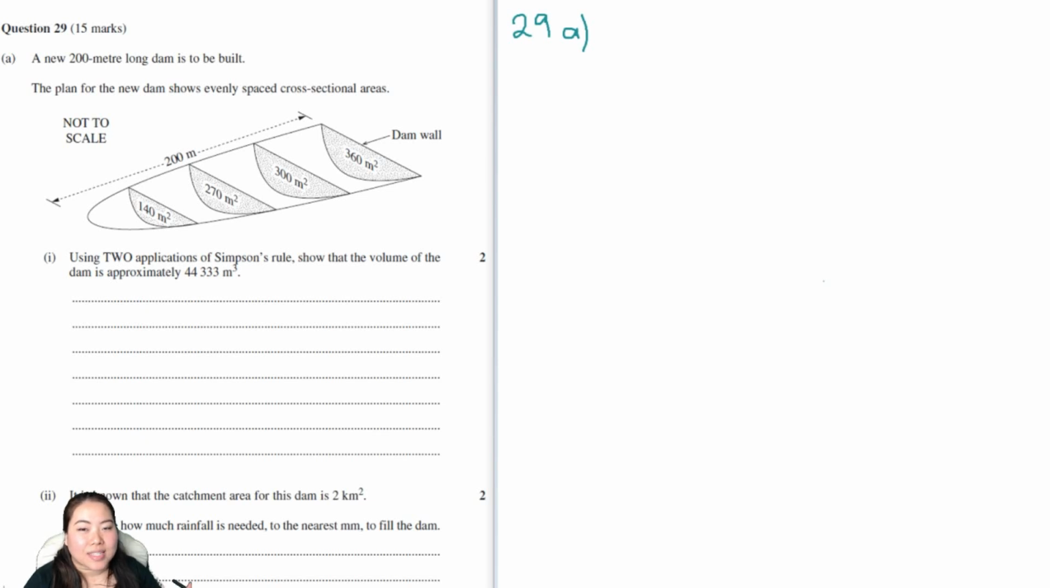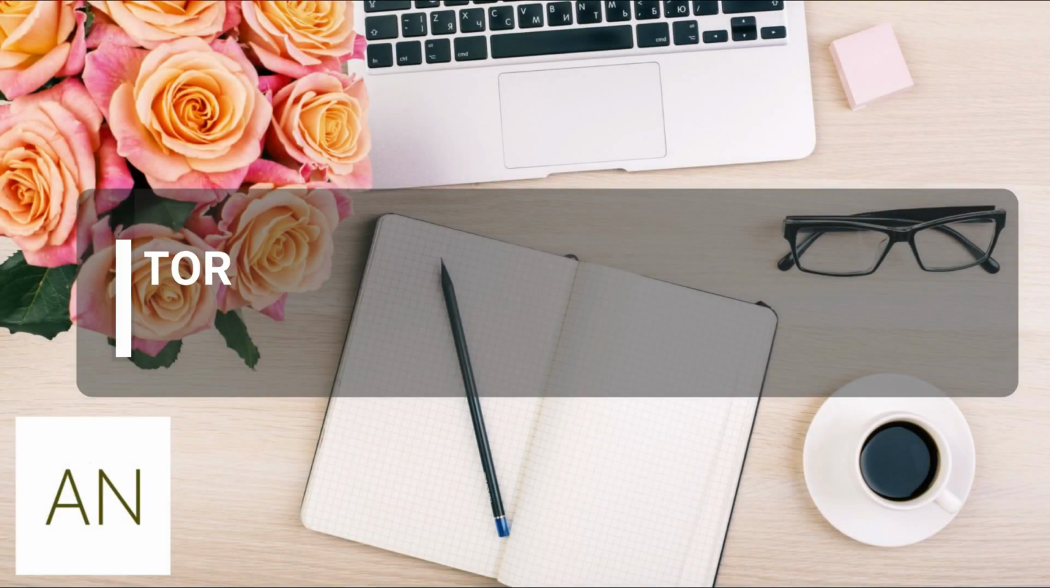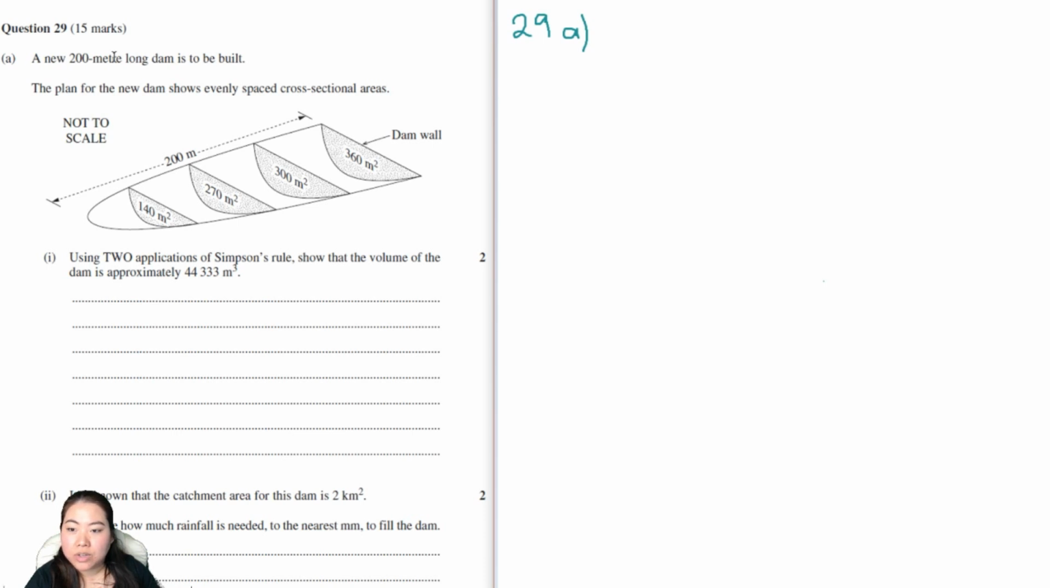Welcome back. We are doing the second last question of the 2017 HSC General Maths paper. It is question 29, and of course the first question is everybody's favorite, Simpson's rule. 29A. A new 200-meter long dam is to be built. The plan for the new dam shows evenly spaced cross-sectional areas. So instead of lengths, we're given the areas.